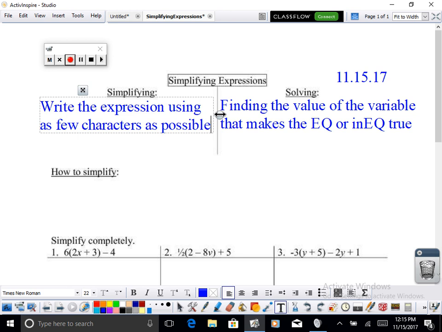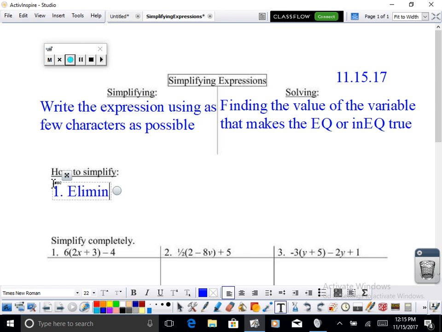Because you have that limit. You're only allowed to use so many characters. Well, we're trying to get this expression to fit into that space as well. We're trying to write it with as few characters as possible. So what it comes down to is pretty much two simple things. Number one, the first thing that needs to happen is I need to eliminate parentheses. Need to get rid of them.